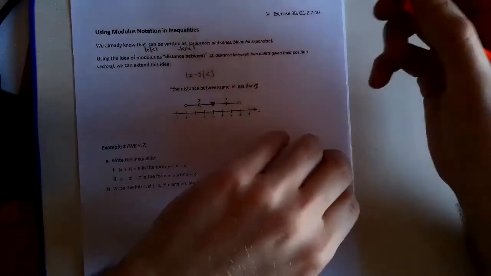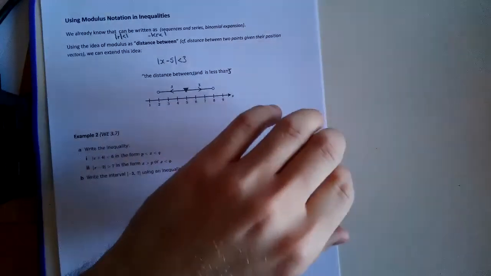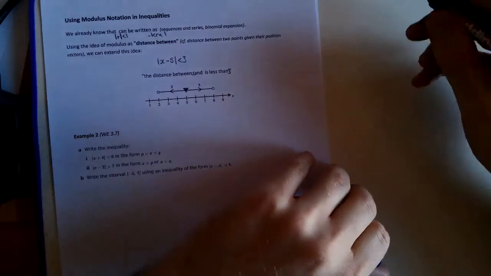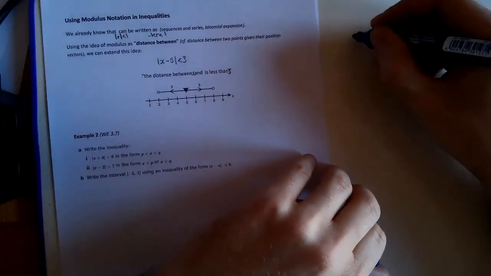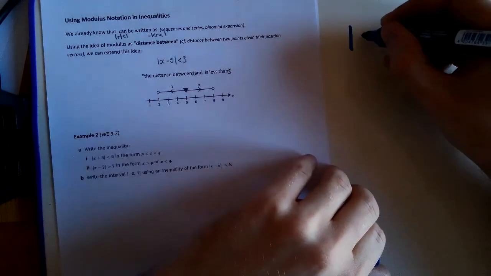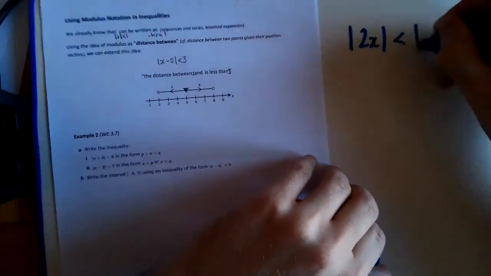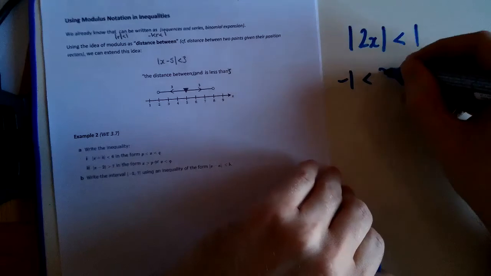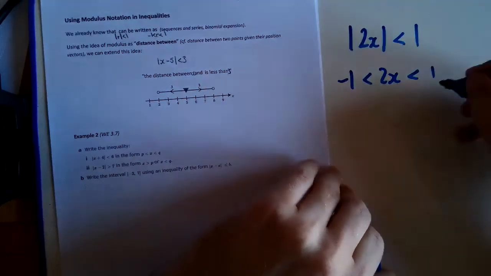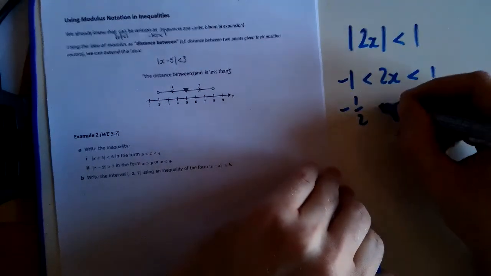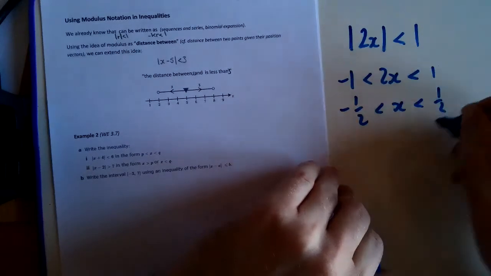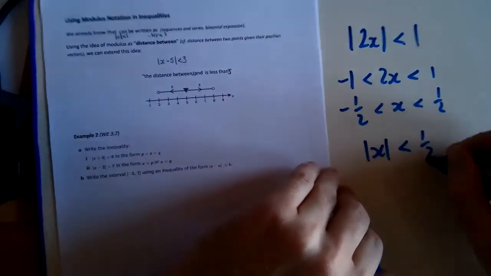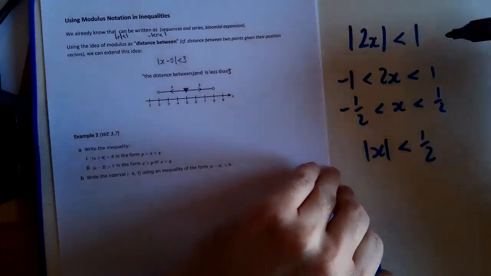Okay, and again with a binomial example. So you were doing stuff like modulus of 2x less than 1. So you know you could write that as minus 1 less than 2x less than 1. Then divide it all by 2 to get that, which is the same as that, which is the same as dividing this first thing by 2.